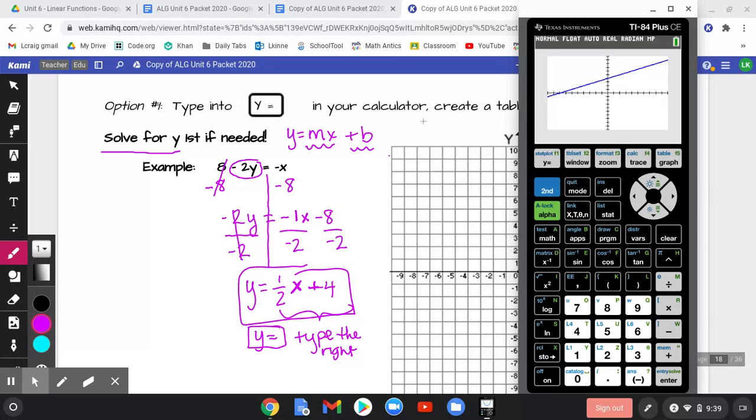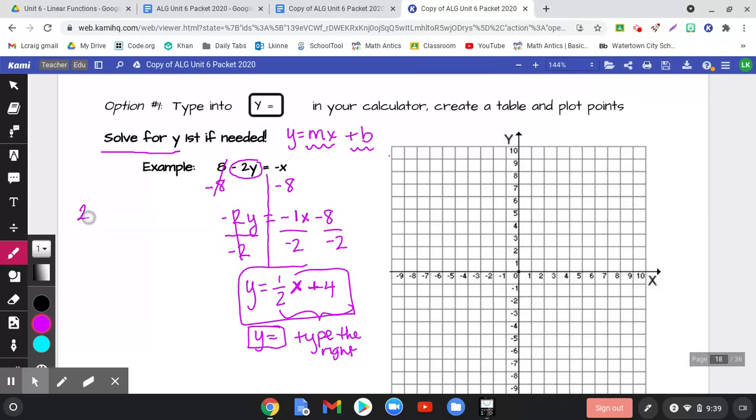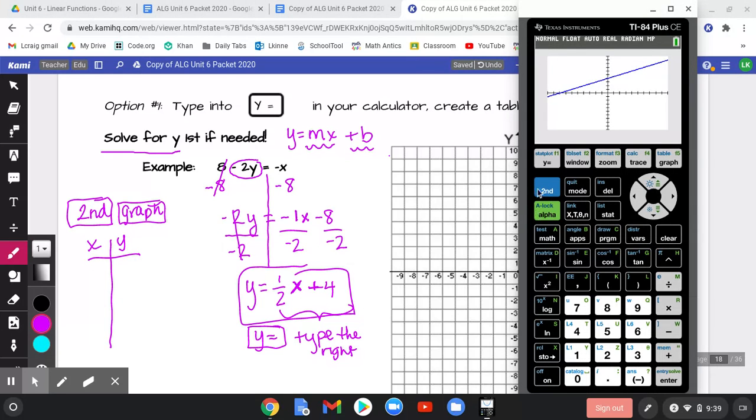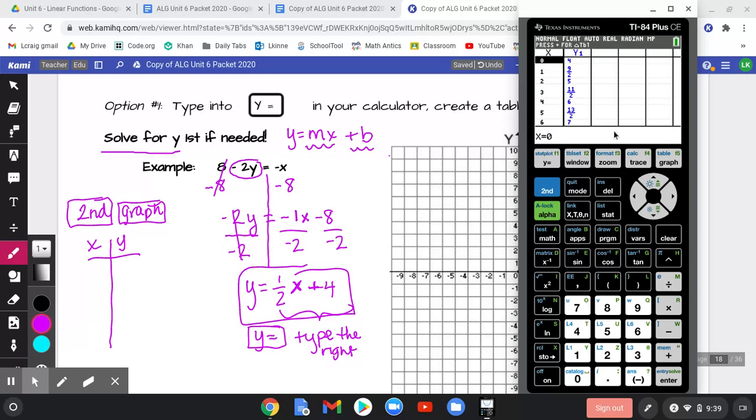But we're going to go and create a quick table. Remember, to get to the table, we're going to hit second graph. Now, it doesn't say what our domain is. It doesn't tell us what x values to use. So we're just going to pick some that work. So I'm going to hit second graph. You don't just want to try and freehand. Now, I don't want to use something with fractions, so I like to pick a couple in the positives and a couple in the negatives.